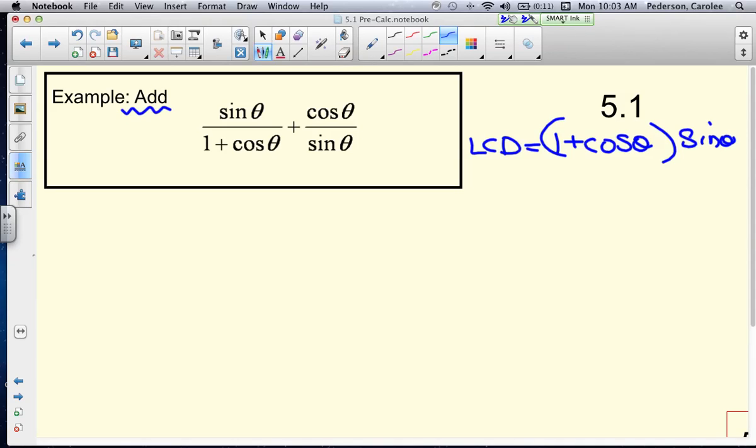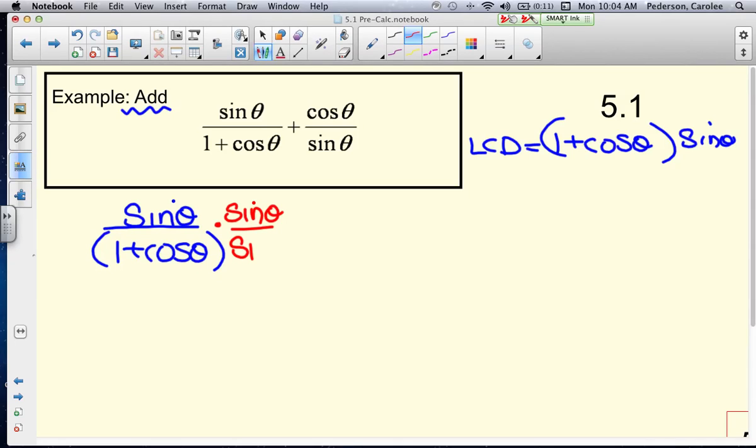All right, so in the first fraction, the sine of theta over 1 plus the cosine of theta, what am I missing from its least common denominator? What don't I have? The sine of theta. So I have to multiply that numerator and the denominator by what I'm missing from the LCD. So I multiply both pieces by the sine of theta.